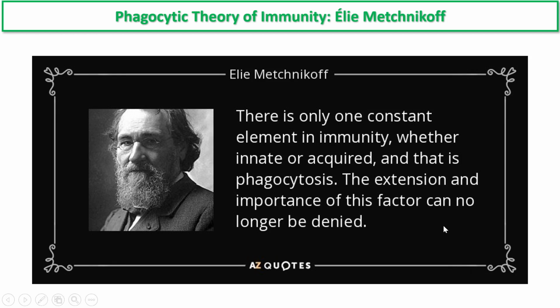So those three were the milestone stories of immunology. There are other scientists as well who have done work in immunology. So one is the phagocytic theory of immunity. It was given by Eli Metchnikoff. The statement he gave was that there is only one constant element in immunity, whether innate or acquired, and that is phagocytosis. The extension and importance of this factor can no longer be denied. So he said that immunity develops because of the phagocytosis by some cells. Whether it's the innate immune system or the acquired immune system, phagocytosis is responsible for causing immunity. So the theory of phagocytosis was given by Eli Metchnikoff.